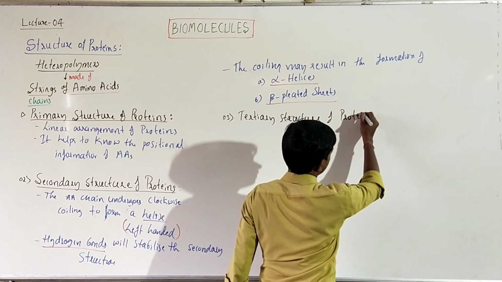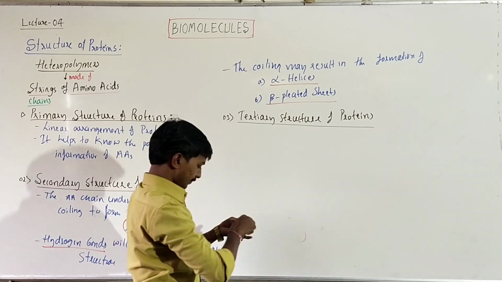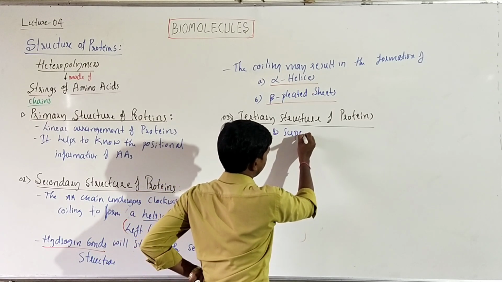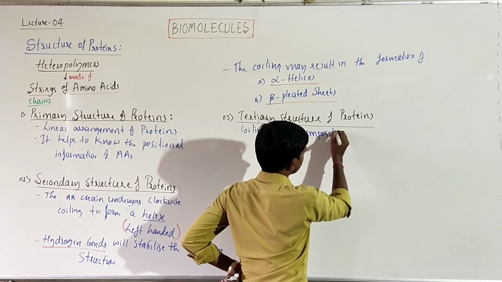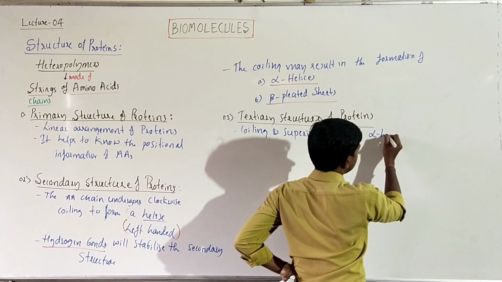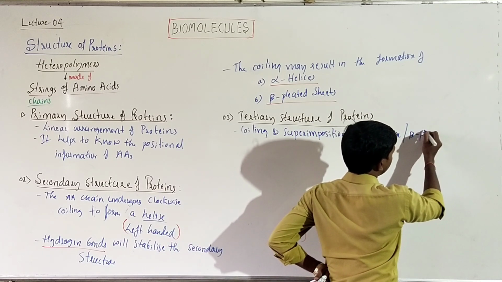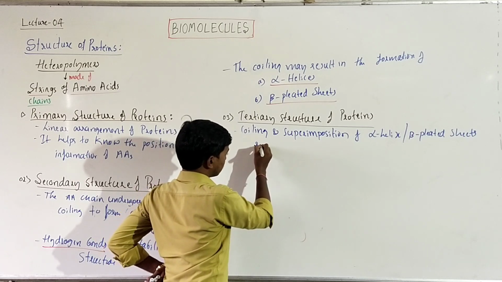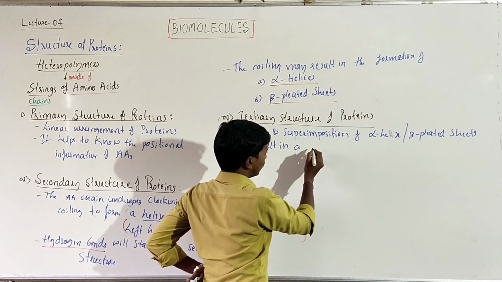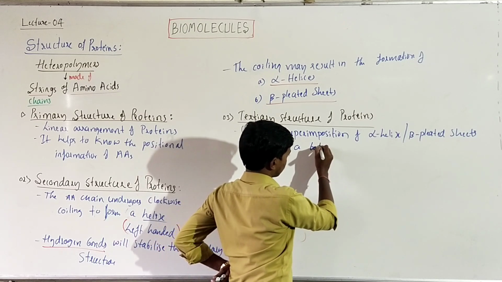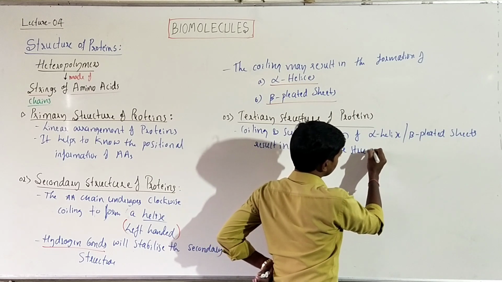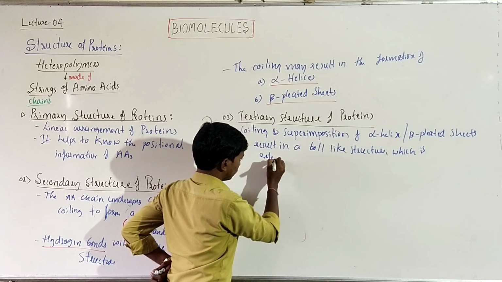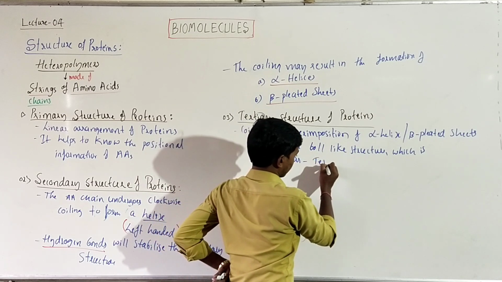of proteins. Okay, here coiling and superimposition of alpha helix or beta pleated sheets result in a ball like structure, which is referred to as tertiary structure.